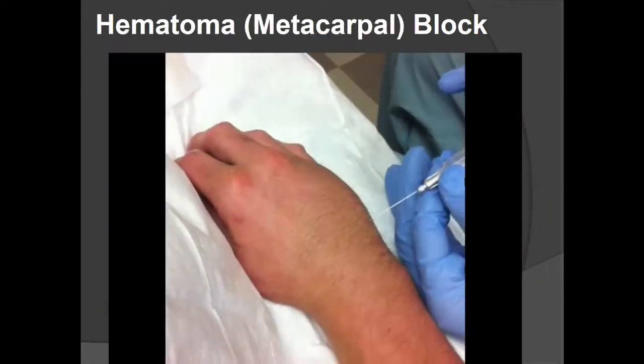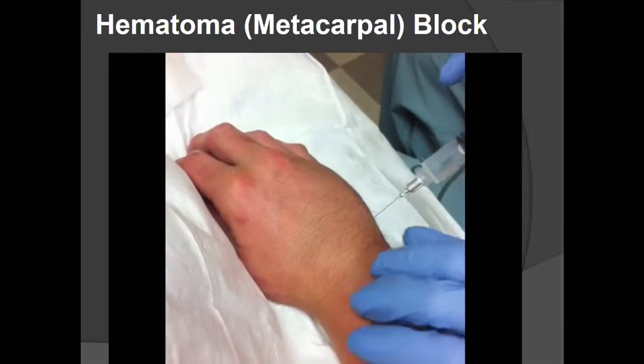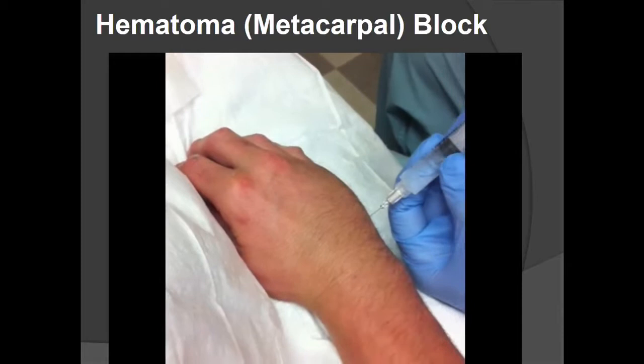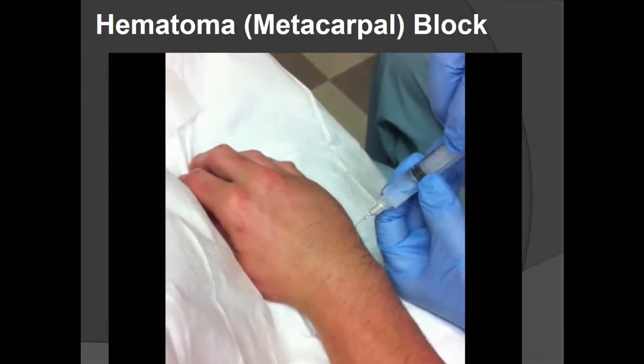Here's a picture of a hematoma block. You guys have probably all done hematoma blocks. This is a great thing to do if it's a very fresh fracture, right? They just punched the guy this morning, and then they come in to see you. But if they come in the next day, it doesn't work so good.